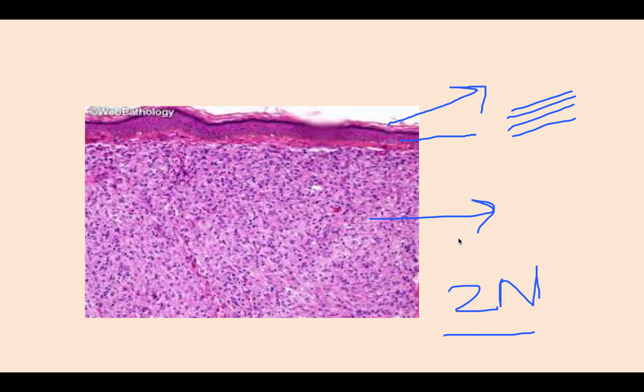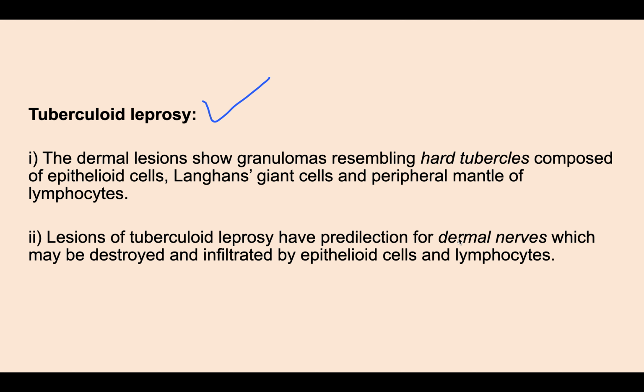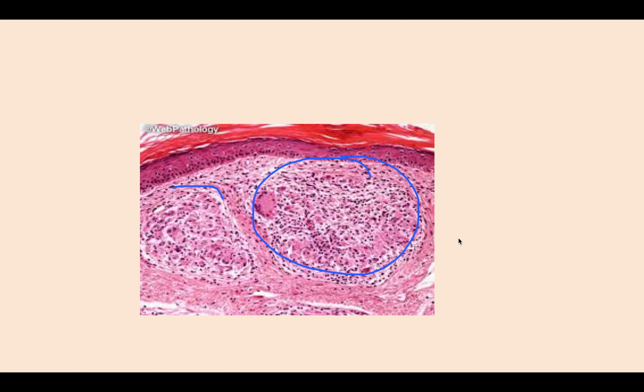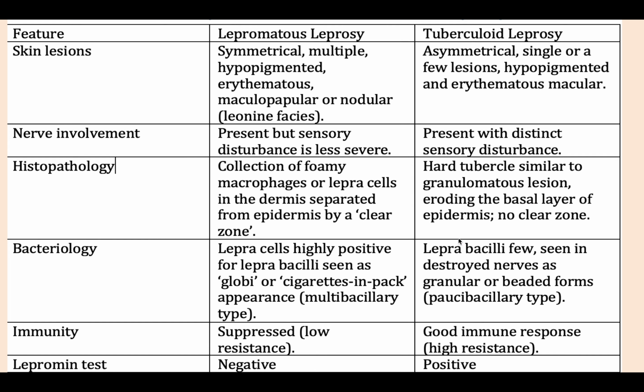So here you have granulomas, epithelioid cells, Langerhans cells, and lymphocytes, and the nerves will be destroyed by these epithelioid cells and lymphocytes. The important thing to note here is that the bacillary index, that is the bacterial index, is low. You have very well formed granulomas in case of tuberculoid leprosy. So now what is the difference between lepromatous leprosy and tuberculoid leprosy?